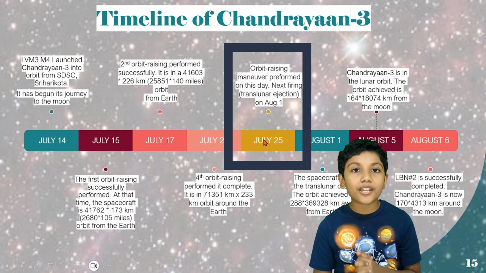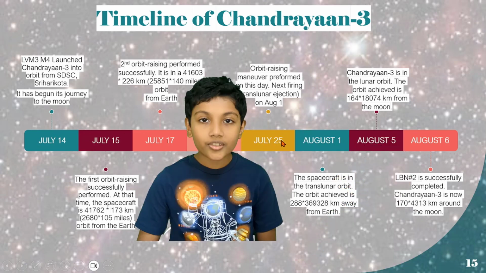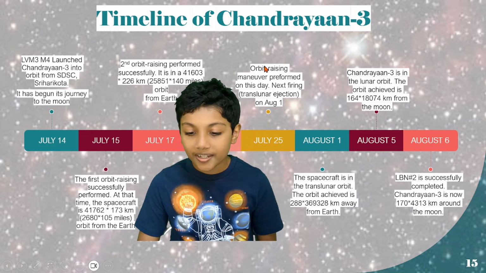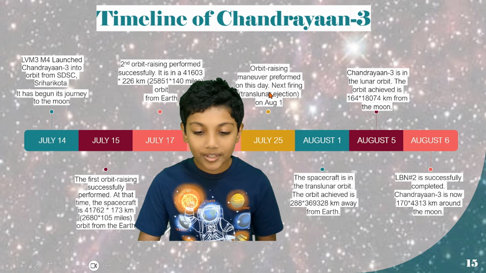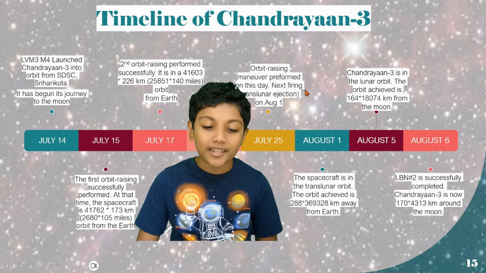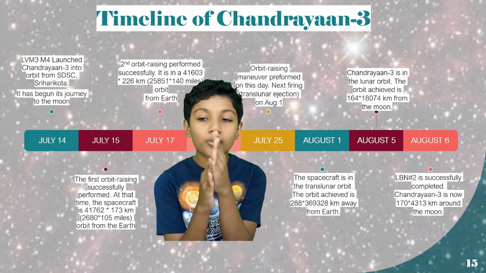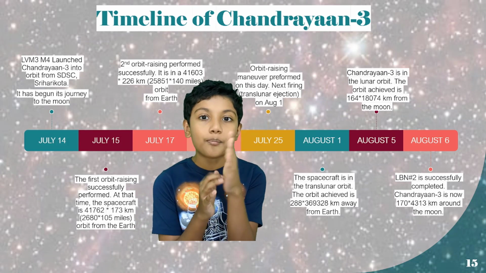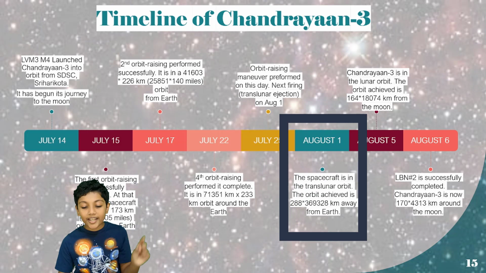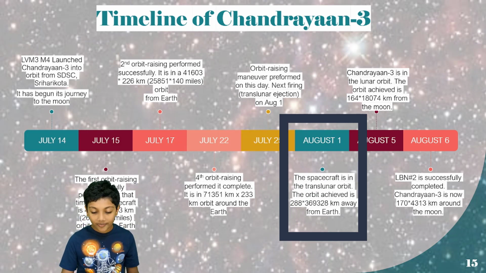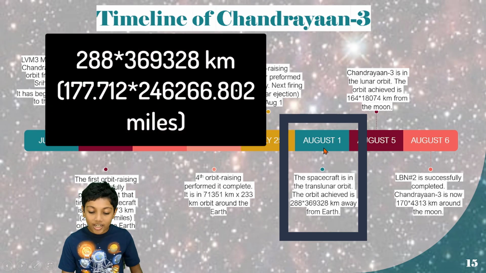Now, what does this mean, Arya? Well, so the translunar orbit is when it's not in the orbit of the moon, but it's not in like the gap between. It's like translunar. Trans means like in between. And then on August 1st, it has done the translunar orbit and is now 288 times 369,328 kilometers away from Earth.